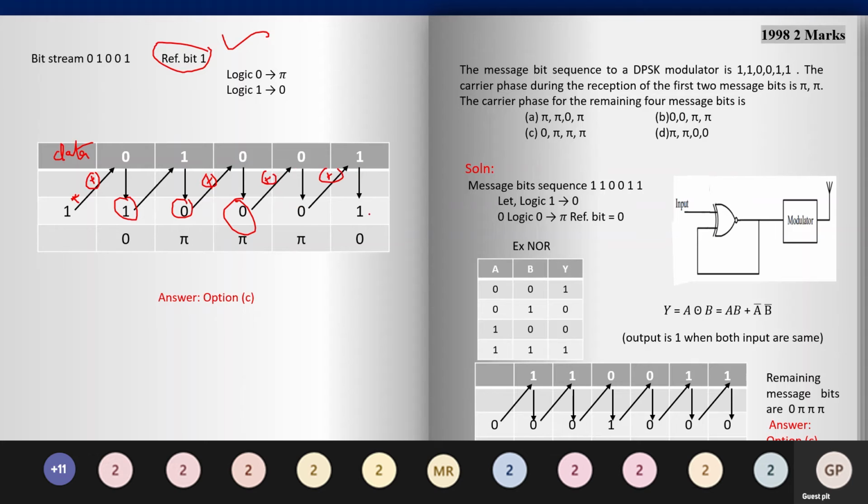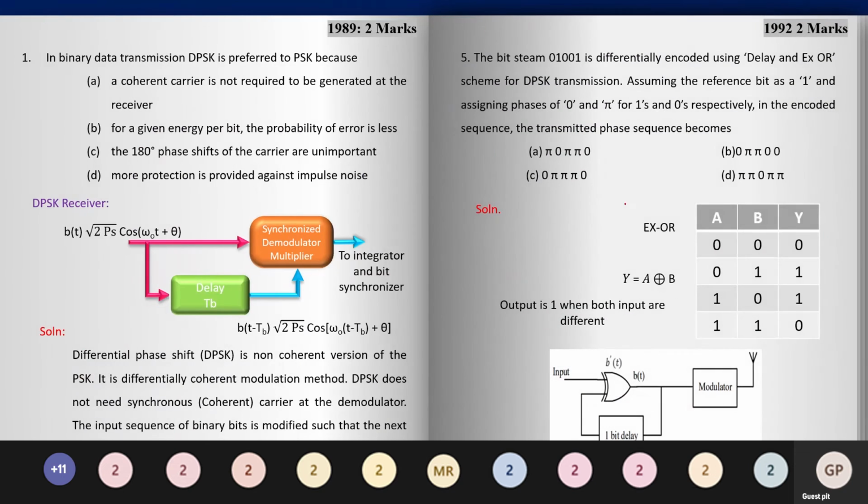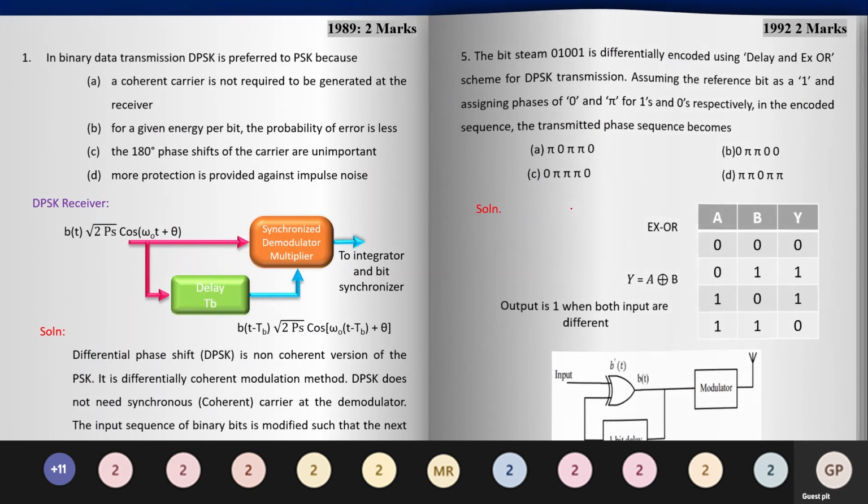So as a result, 1 means you have to add 0 degree, and 0 means you have to add pi. Okay, so here I have changed it wrongly. So this should be pi, and then 0, and then pi, and 0. Okay, this is the correct answer. So out of this, option C is the correct one. Okay, so if you read it out, option C will be the correct one.